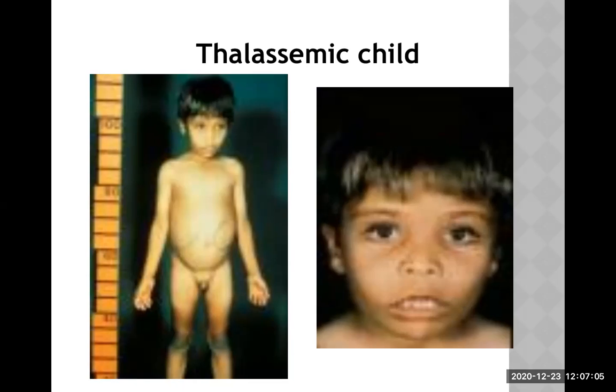And you look for some other features like severe pallor. This child is maybe paper white in appearance. A bit of jaundice may be there. Hepatosplenomegaly may be there. The child may be having pathological fractures. So these are the things.